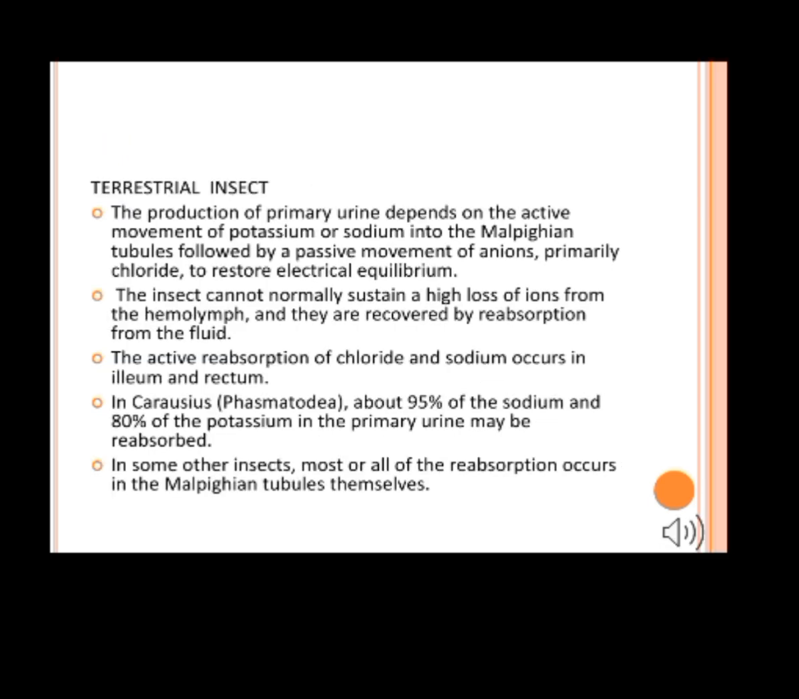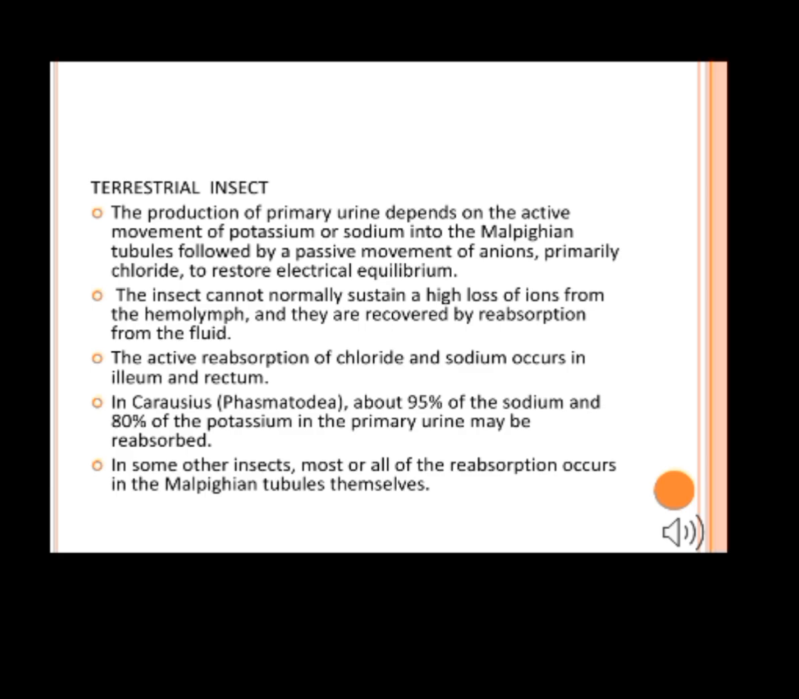In the case of terrestrial insects, urine production depends on the active movement of potassium or sodium into the Malpighian tubules, which is followed by the passive movement of anions, as mentioned earlier, which maintains electrical neutrality. Insects cannot normally sustain a high loss of ions from their hemolymph, and when a loss occurs, the ions are recovered by reabsorption through the fluid.